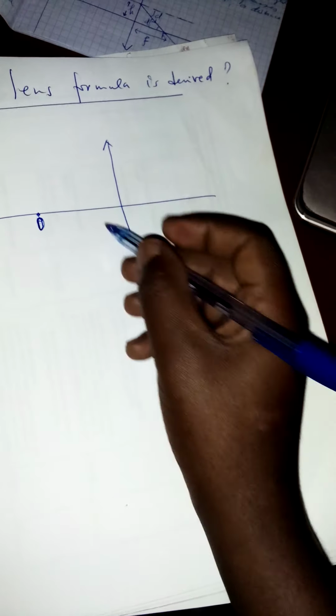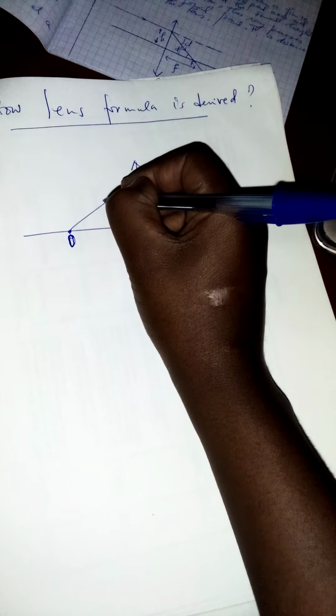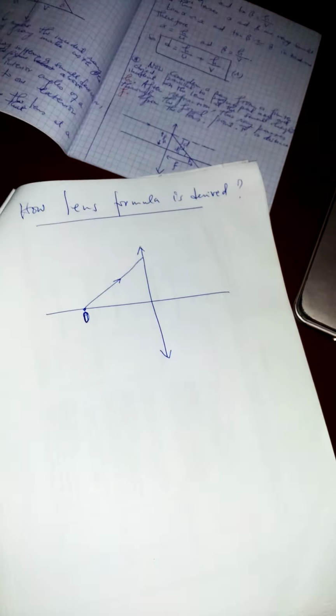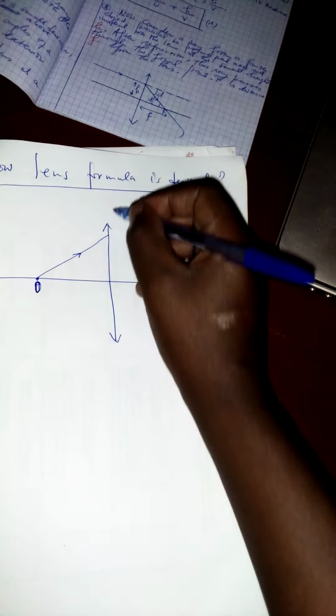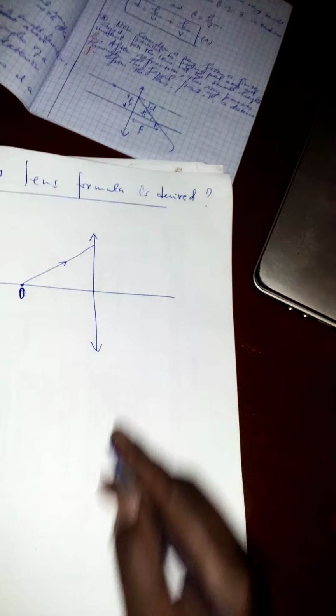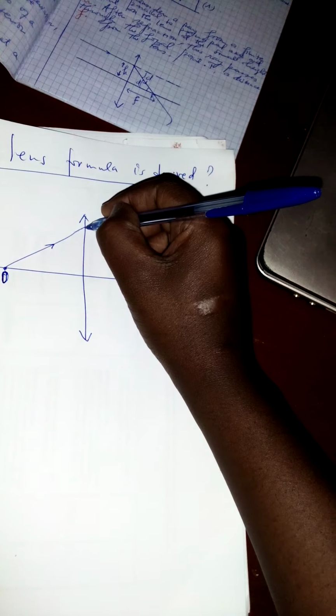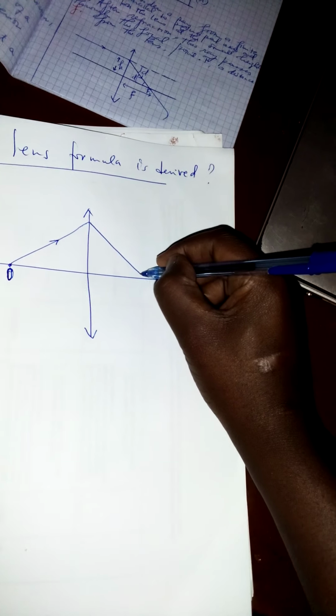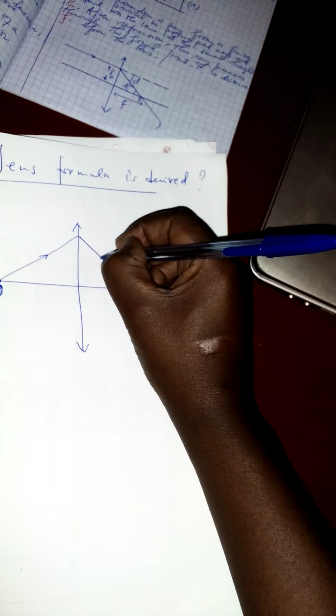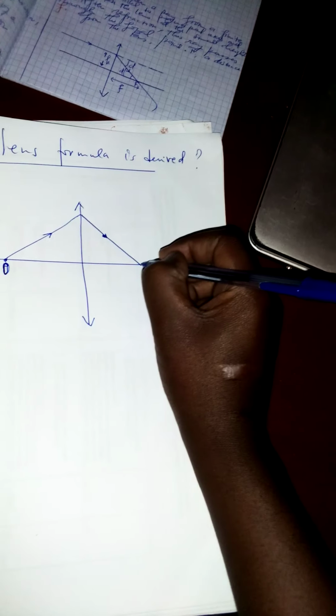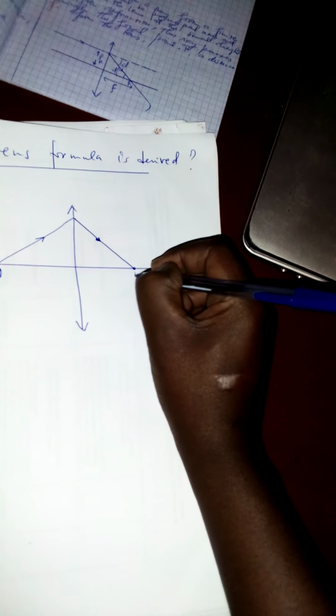So it sends an incident ray on the lens in this way. After striking the lens, the ray will be refracted in this way. It deviates. So where the image is formed is here. Also it is found on the principal axis.